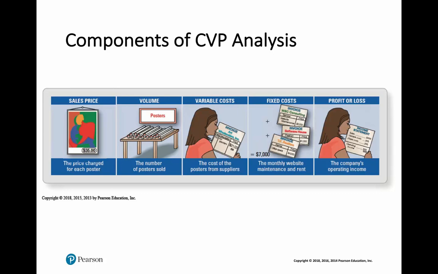So our components here, what we're going to be looking at and the different variables we see, is our selling price per unit. And an example that we see throughout the chapter is going to be talking about this company that sells posters. So we have our sales price per unit, the price charged for each poster, the number of posters sold, so our volume, our variable cost per poster, so how much each individual poster costs us as it relates to variable costs, the fixed cost, the fixed monthly website and maintenance and rent for this company, and then all those pushed together, sales minus our variable minus our fixed, is going to give us our profit or loss for the operating income based off of the level of activity, the selling price, and our expenses.